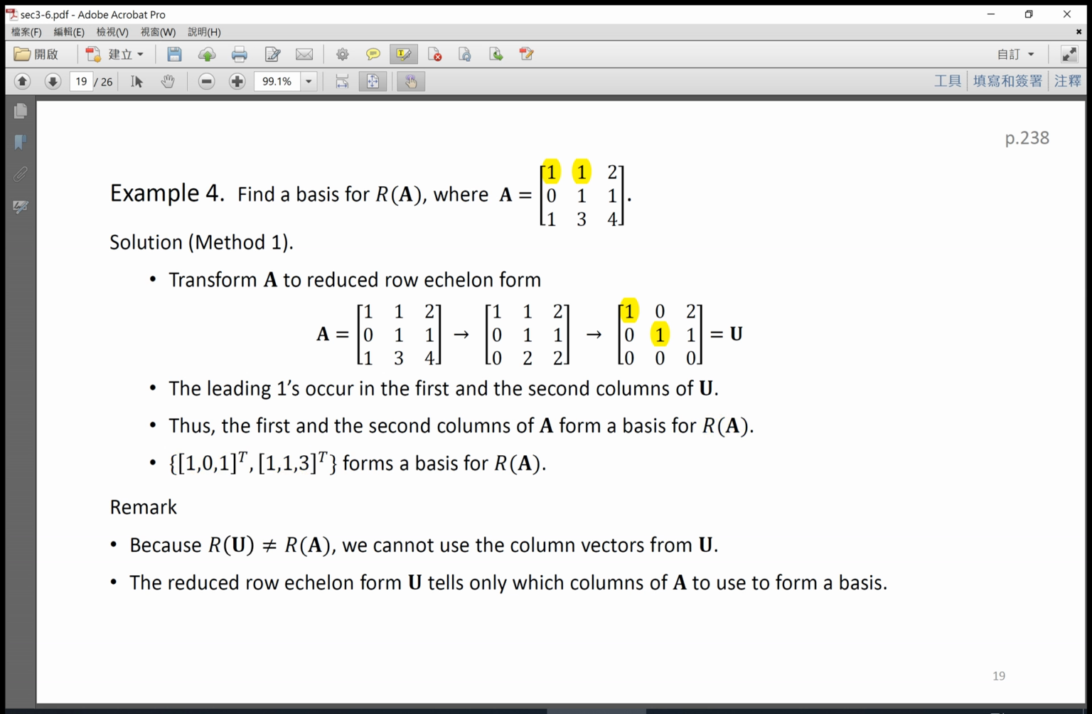We know that although matrix U and matrix A have the same row space, their column spaces are not equal, and therefore the column space of U is not equal to the column space of A. Hence, we cannot use the column vectors from U to form a basis for the column space of A. Matrix U only tells us which columns of A to use to form a basis.